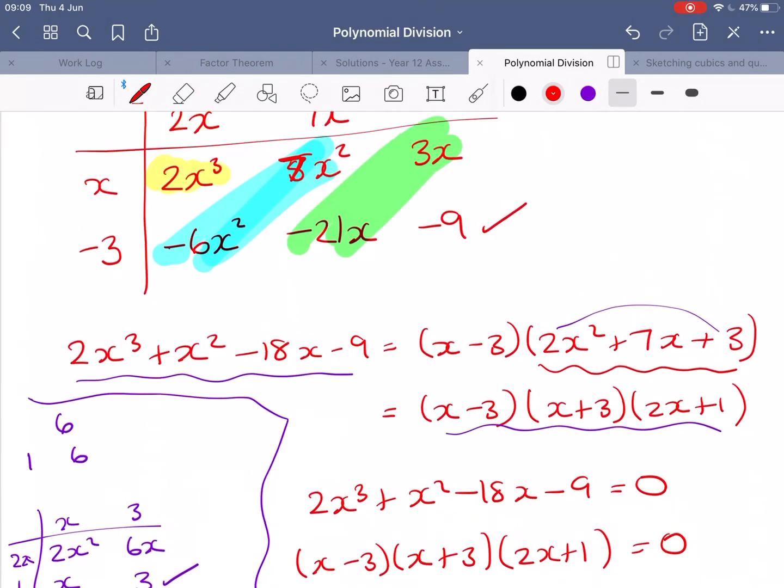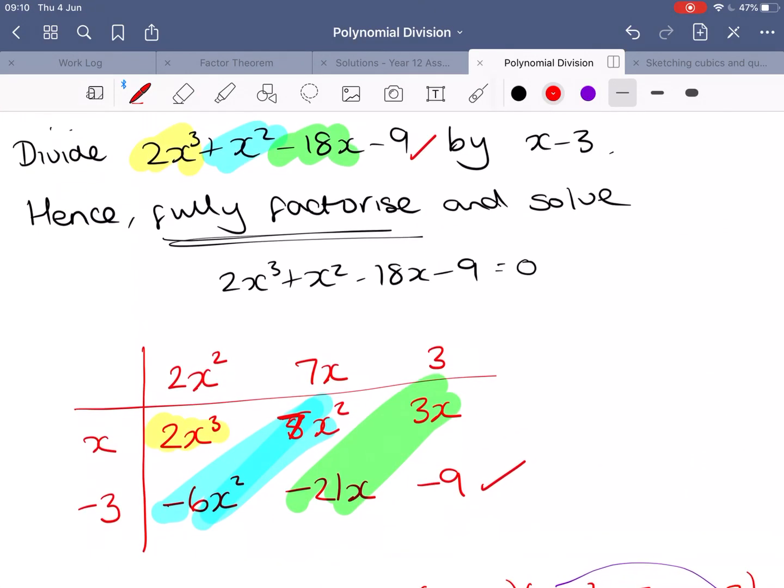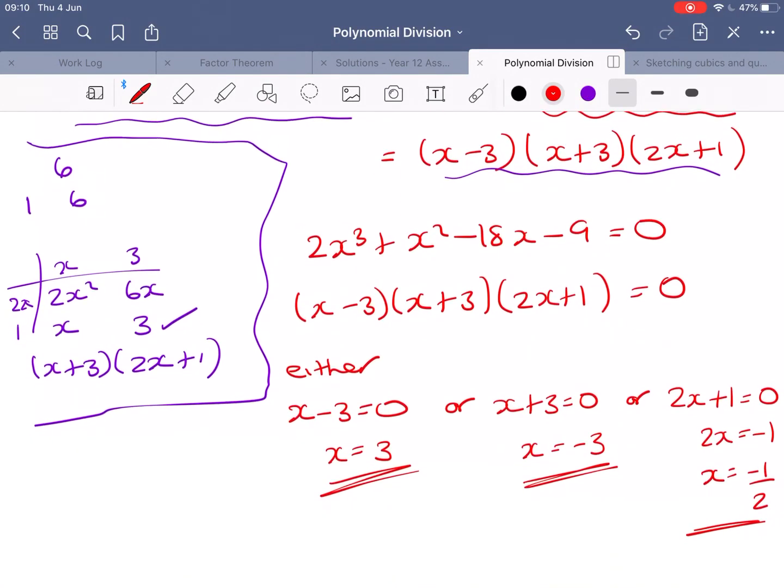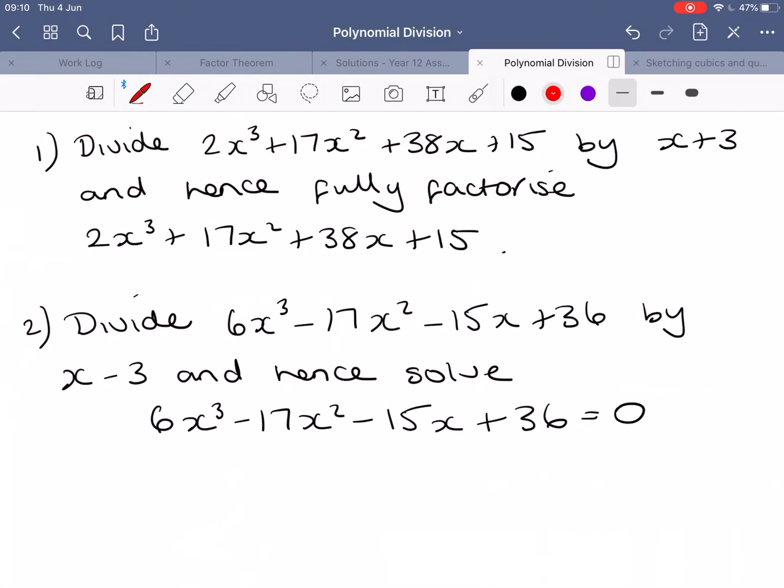Okay, so it's combining your division in your part A, where they're telling you what to divide by, so that you can write what your polynomial is equal to. Well, it's equal to a bracket times a quadratic in this case. You can then factorise the quadratic and then finally do the solve part. Okay, so here's 2 for you to have a go at. Press pause and then I'll show you the answers.